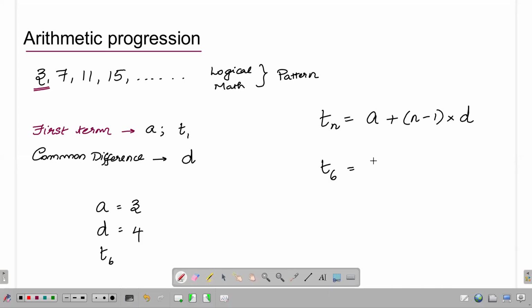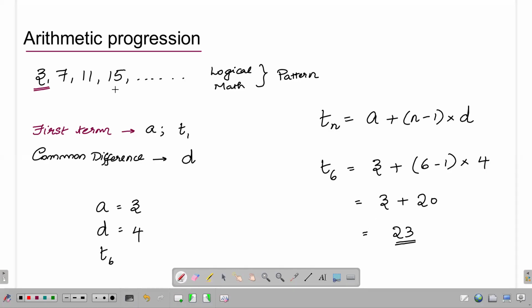So T6 will be a plus n minus 1 times d. The n value is equal to 6 here, so 6 minus 1 times d, and d is equal to 4. So you can say 3 plus 6 minus 1 is 5. 5 fours are 20. You can see that 3 plus 20 is equal to 23. So the 6th term will be 23.